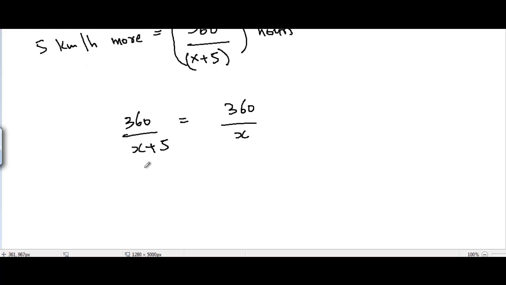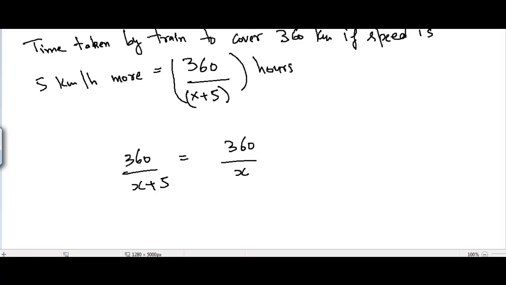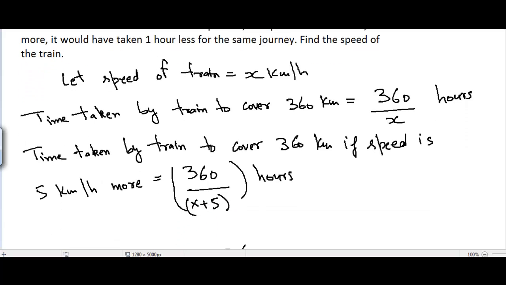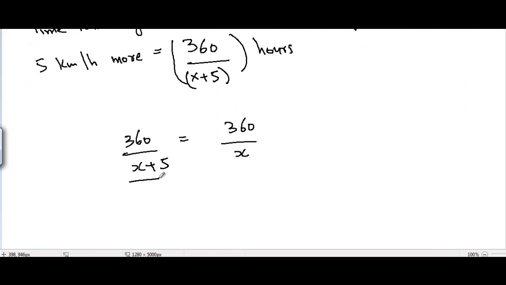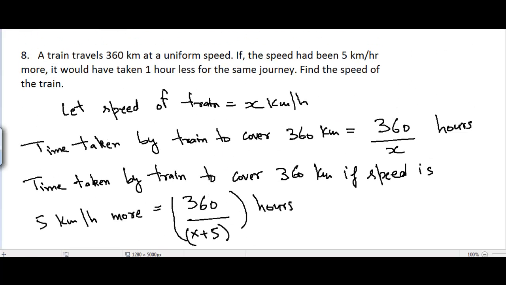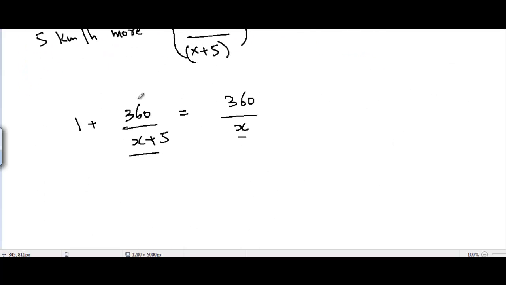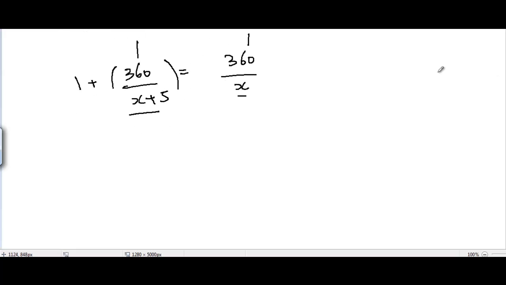It's given to us that this time here is less than this time. If the speed had been 5 km per hour more, it would have taken 1 hour less. So this time is less than this time. To make them equal, we will add 1 to the left hand side. This is because they are saying it would have taken 1 hour less, so the difference between these times is 1 hour, and it's given that this time is less. So we will add 1 to the left hand side.